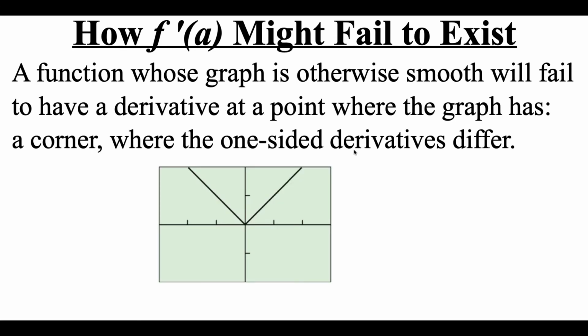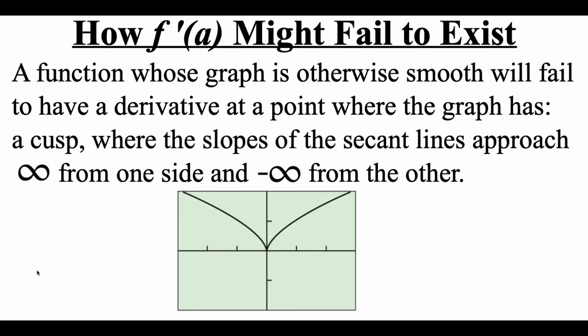So the first case we're going to look at, a function whose graph is otherwise smooth will fail to have a derivative at a point where the graph has a corner where the one-sided derivatives are different. So this graph is an absolute value graph. If we were to do the one-sided derivative as x is approaching 0 from the left-hand side, that portion of the graph has a slope of -1. But if we were to do the one-sided derivative as x approaches 0 from the right-hand side, that portion of our graph has a slope of +1. So because the left-hand derivative and the right-hand derivative are different, then this graph does not have a derivative at the x value of 0.